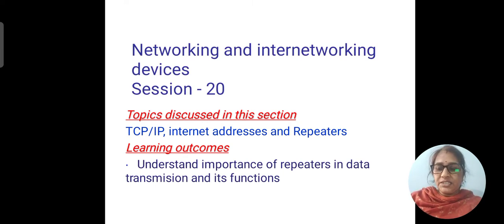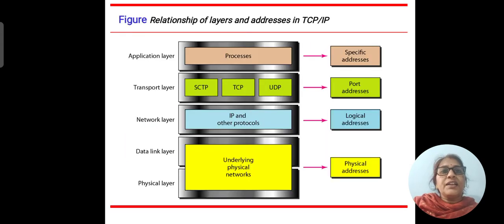In the previous session, we discussed the session layer, presentation layer and application layer. In today's session, we discuss TCP/IP, internet addresses and repeaters. Let's see the relationship of layers and addresses in TCP/IP, as shown in the block diagram.